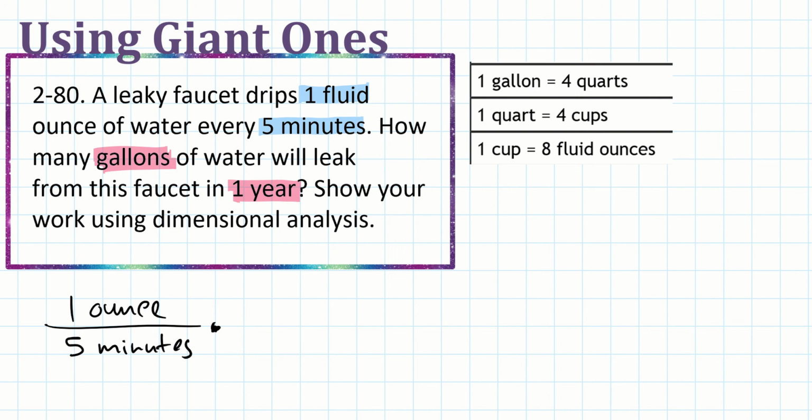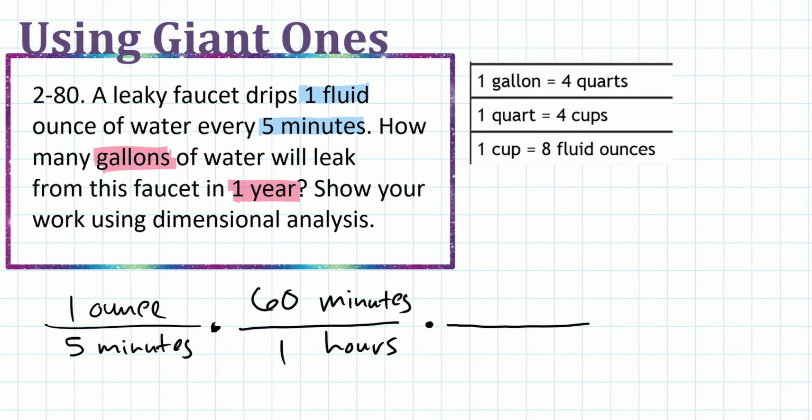I want to get my minutes to go to hours. So I'm going to pre-populate. I want minutes in the numerator and hours in my denominator. And I know that there are 60 minutes in 1 hour. So now I'm looking at ounces per hour. Now I want to go to days. I have to have hours in the numerator, and I'm going to have days in the denominator. And I know that 24 hours is 1 day. Again, these minutes cancel with these minutes. These hours are gone with this hour. So right now I'm looking at ounces per day.